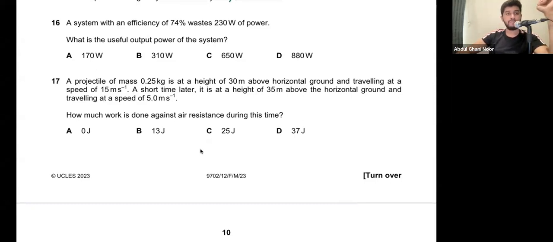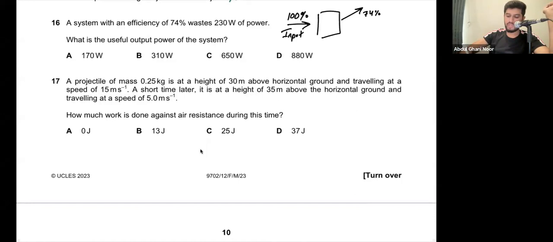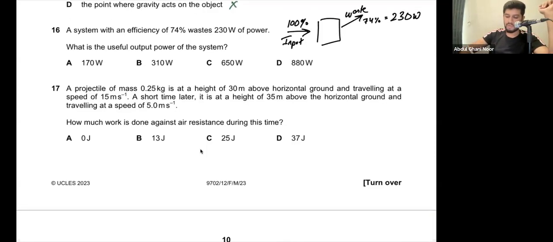Don't worry about that. A system with an efficiency of 74% wastes 230 watts of power. What is the useful output power of the system? अच्छा, तो देखो एक सिस्टम है, उसको हम 100% पावर देते हैं इनपुट. उस 100% में से 74% वेस्ट हो जाती है और वो 74% कितनी है? 230 वॉट्स. This is waste. तो हमसे पूछ रहे हैं कि यूजफुल कितनी होगी. How much of it is useful? यूजफुल इज बेसिकली 26%. And how much is that?